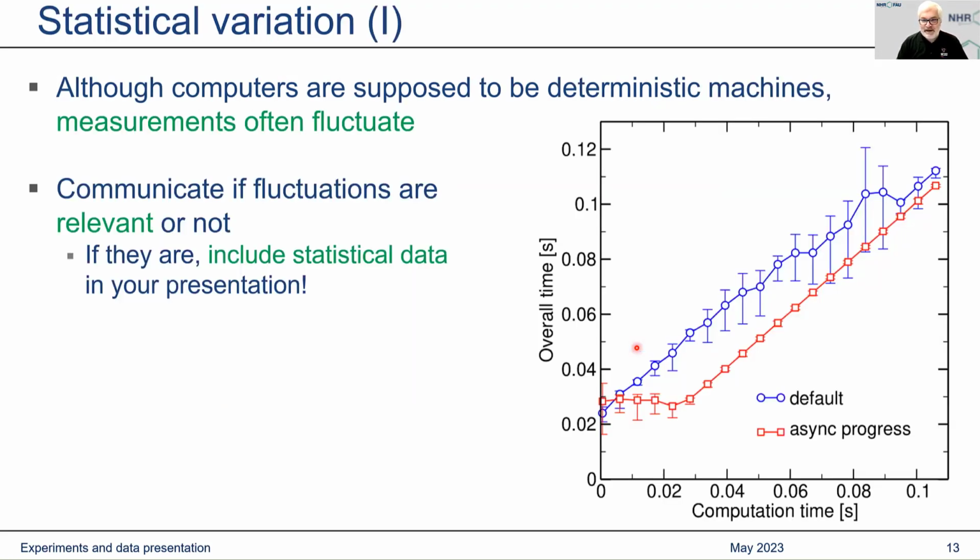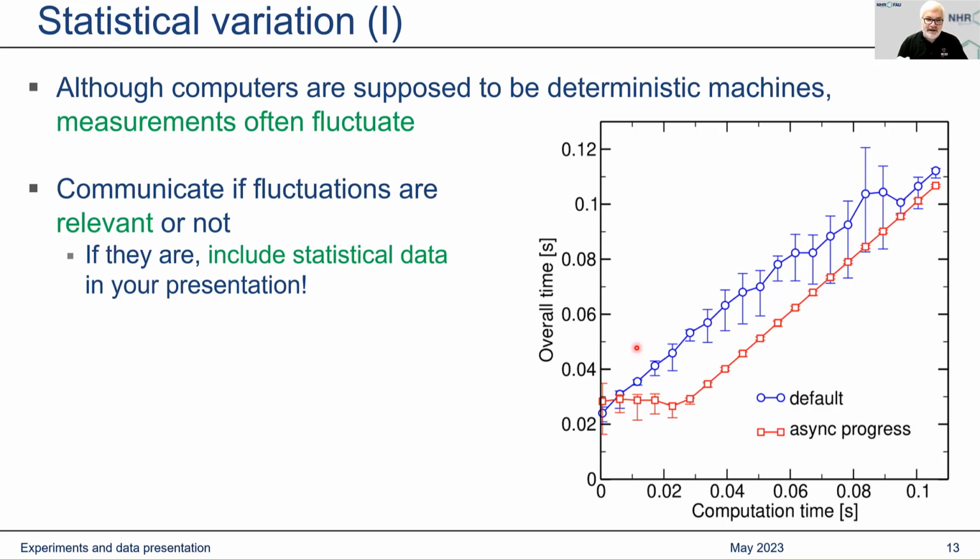Now, if you do measurements, it might happen that the measurements fluctuate. And you all know that computers are supposed to be deterministic machines. When you do the same thing twice, you should get the same answer. This is true for most numerical results, or should be at least, but measurements, especially time measurements and performance measurements, often fluctuate. There's a lot of reasons for that, and I will not go into detail here, but the way that measurements fluctuate is an important element of data taking in high performance computing.